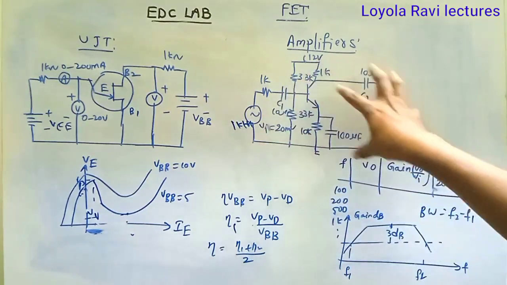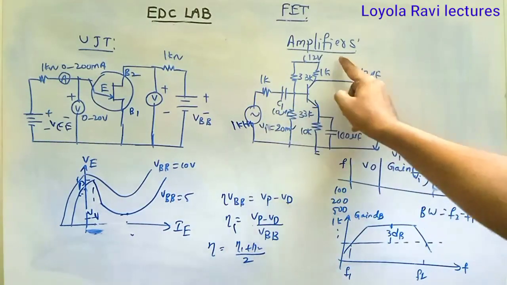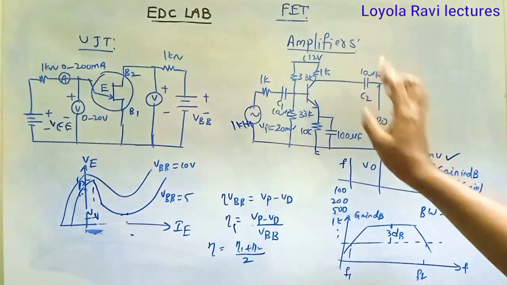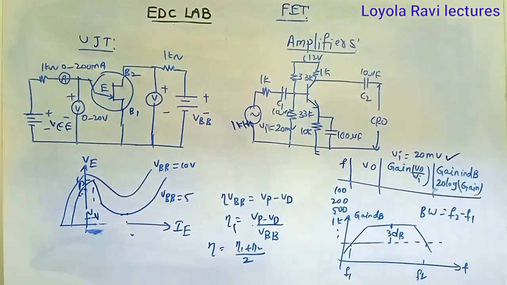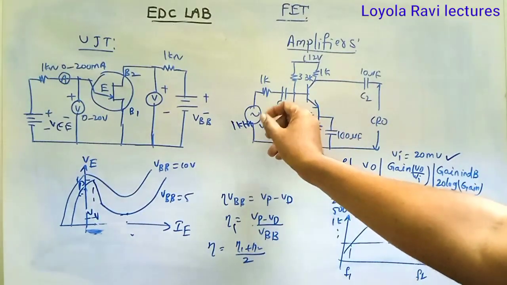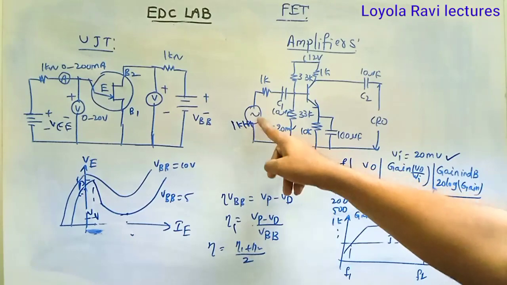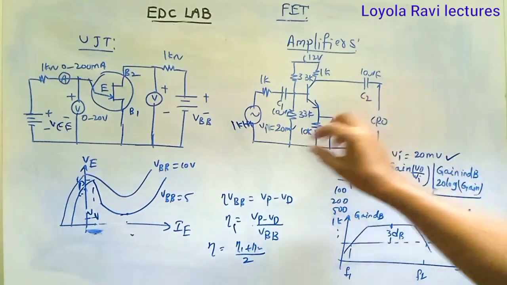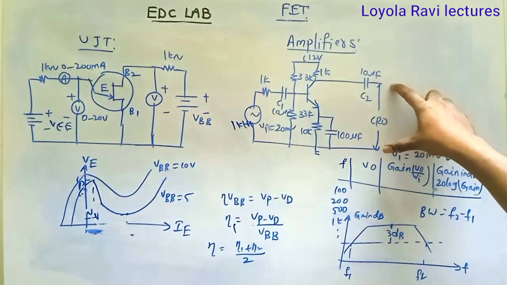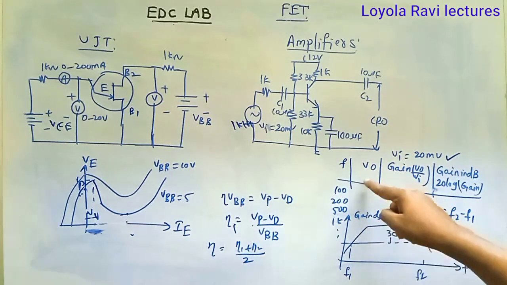Then connect the circuit as per circuit diagram. Function generator to this resistance, and RPS to positive here, negative ground, CRO positive here, negative ground. Then connect the circuit as per this, and by varying this frequency, keep 100 hertz, what is the output voltage? 200 hertz, what is the output voltage? Like this. By varying the frequency, note down the output voltage.